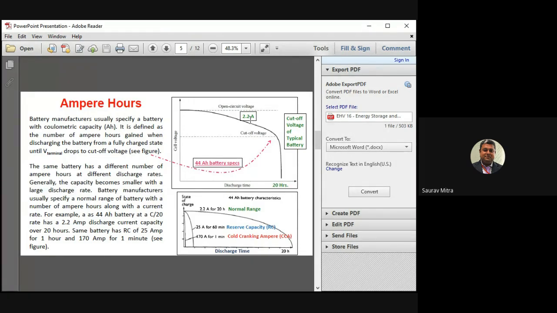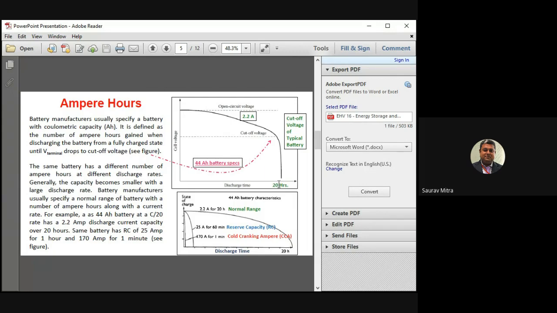So how to calculate the ampere hour of the battery? Ampere hour is actually a rating of the battery. It is 2.2 into 20, which actually gives you 44 ampere hour. Somebody says that I'm going to take 1.1 ampere from the battery. So I'm not going to load the battery more. I'm going to take only 1.1 ampere. In that case, the discharge time will become 40 hours.